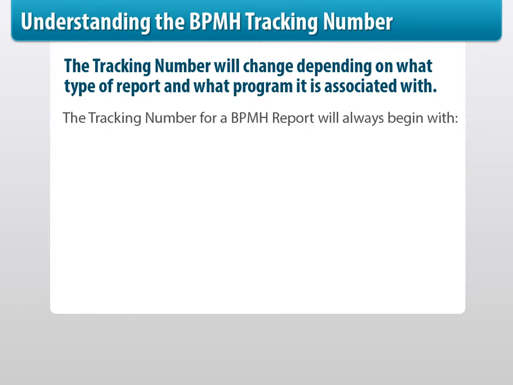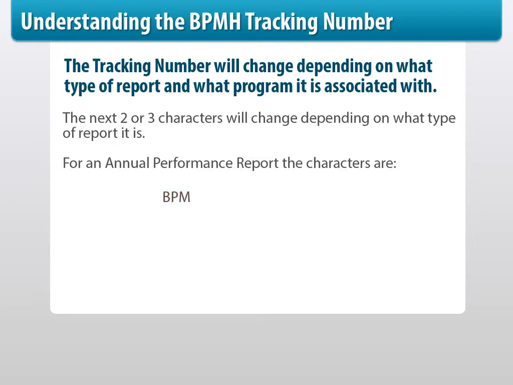The tracking number for a BPMH report will always begin with BPM. The next 2 or 3 characters will change depending on what type of report it is. For an annual performance report, the characters are APR. For a financial report, the characters are FR. For a final performance report, the characters are FPR.